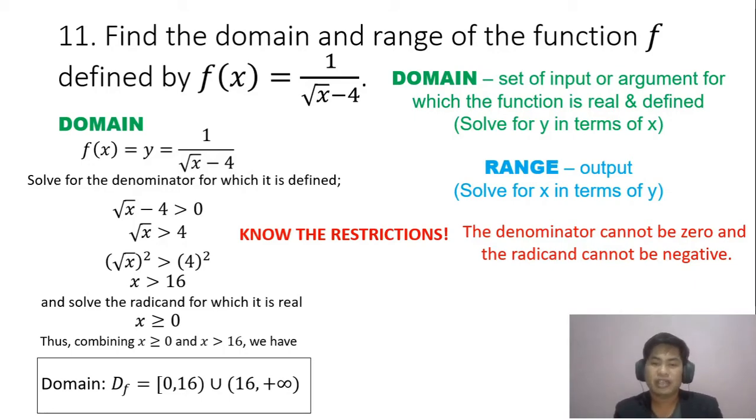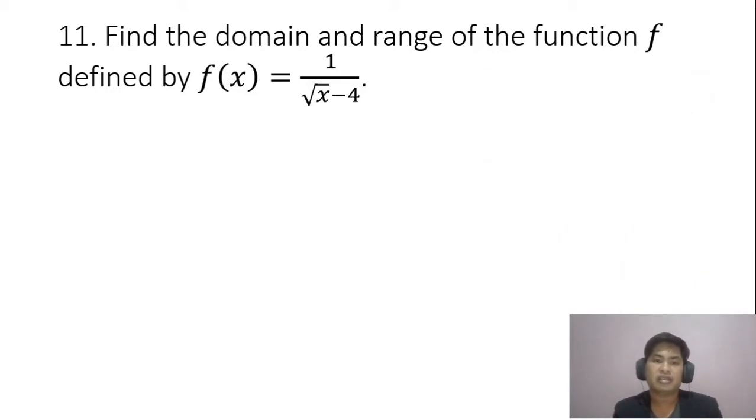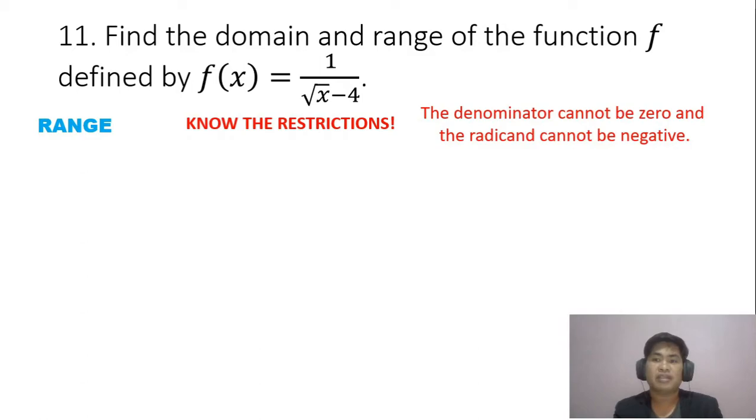Now, let us solve for the range. So, ang range, ang output. Again, the restrictions: the denominator cannot be 0 and the radicand cannot be negative. So, solve for x in terms of y, di ba? Ato nang i-multiply ang denominator. So, we have y times square root of x minus 4 is equal to 1.